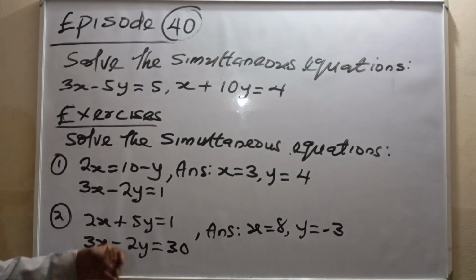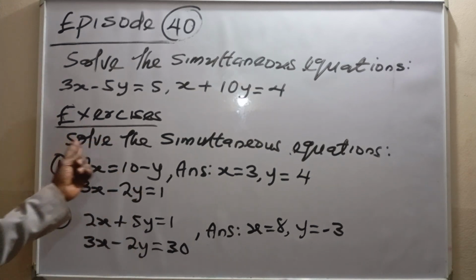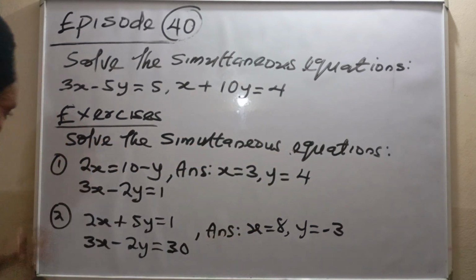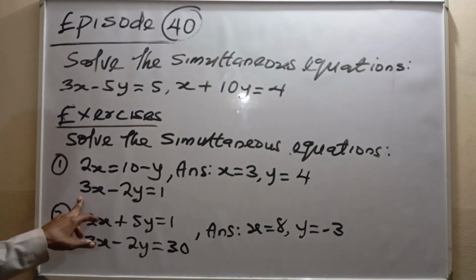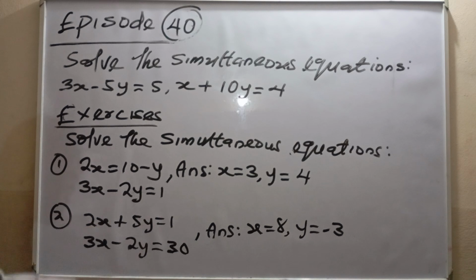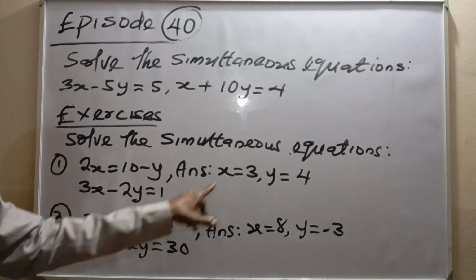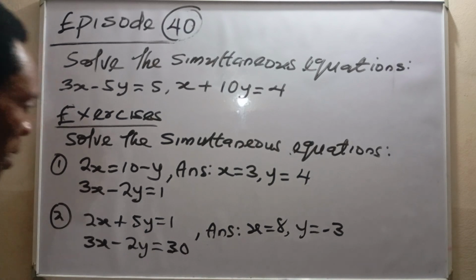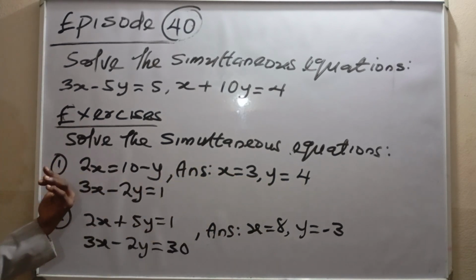These are the exercises you have to do. The first one says solve the simultaneous equations: 2x equals 10 minus y, then 3x minus 2y equals 1. The answer for this first question is x equals 3 and y equals 4. These are the answers to the first question.